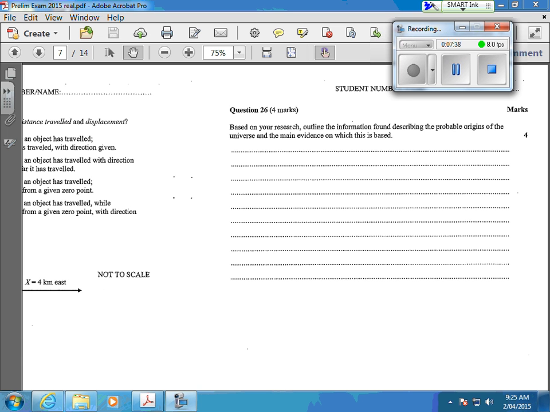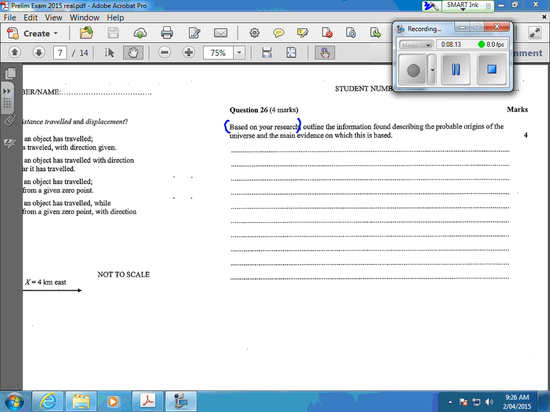Now, one thing we have to be careful of here, and people fall into this trap quite a bit, is that little bit there. Those first words, based on your research, they may as well not put them in. It's just there to take up space. Someone thought they were being smart when they wrote the question by going back to the syllabus where it says, using secondary resources, and so on. I read it as based on research.